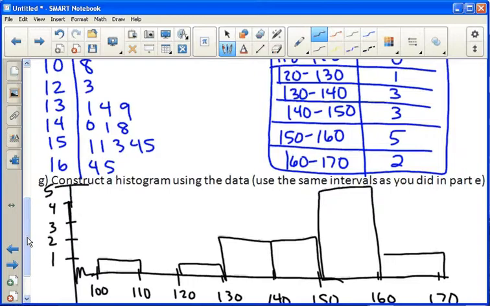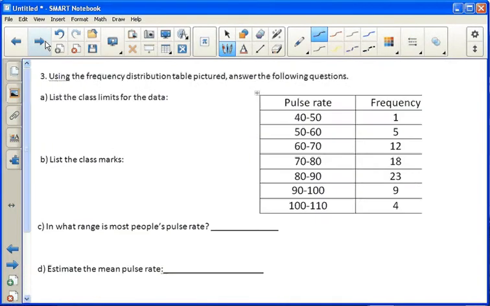Okay, number 3, this will be the last one for this video. I'll do the rest on the next video. Using the frequency distribution table pictured, answer the following question. List the class limits for the data. The limits are just the boundaries, so we have one at 40, 50, 60, 70, 80, 90, 100, and 110.